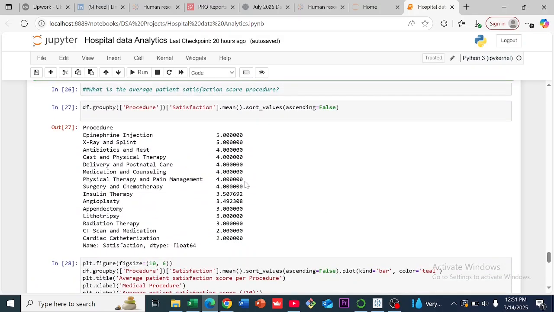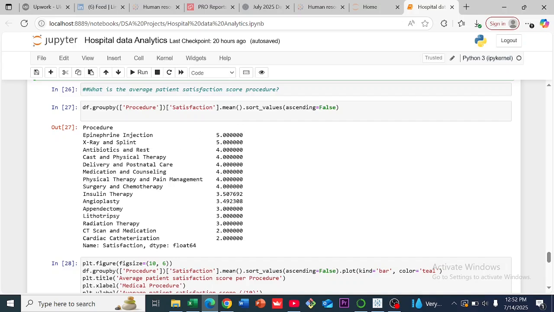So to do this same process, we use the dot group by method. We group by procedure this time around, and we'll be taking the average value on the satisfaction column. We'll be adding the dot sort values so that we can get those procedures with the highest satisfaction score on top of our table. So you can see epinephrine injection, we had a satisfaction score of 5. X-ray and splint, we had a satisfaction score of 5.